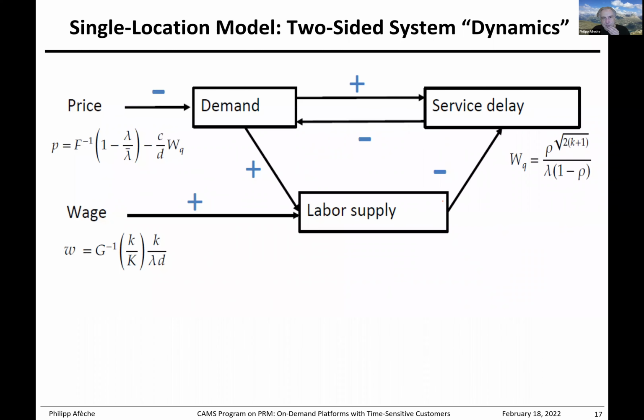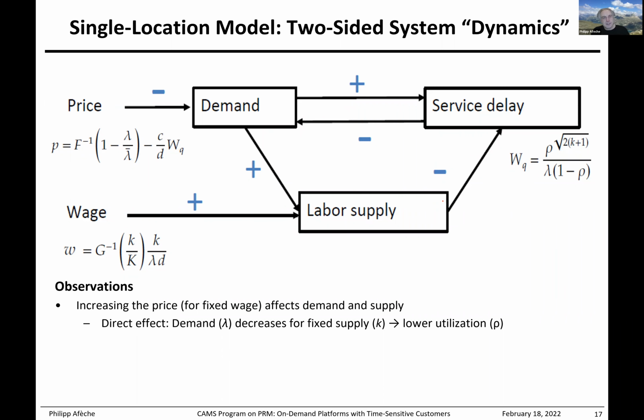Okay, before I show you a few highlights of those results, this is just to emphasize the dynamics in the system. It's a simple model, but there are actually quite a few moving parts. If this goes up, then this goes down, and so on. So for example, if you increase the price, holding the wage constant, of course it affects demand directly. Demand is going to drop for a fixed supply, but that's going to reduce the utilization. And because of lower utilization, the supply would also decrease, which would tend to make the service delay worse, which might again adversely affect demand.